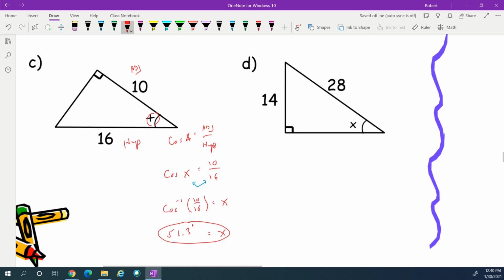And for our final example here, think about what trig ratio we're going to use. This is clearly a sine question. We have the opposite and the hypotenuse. So sine x equals 14 over 28.